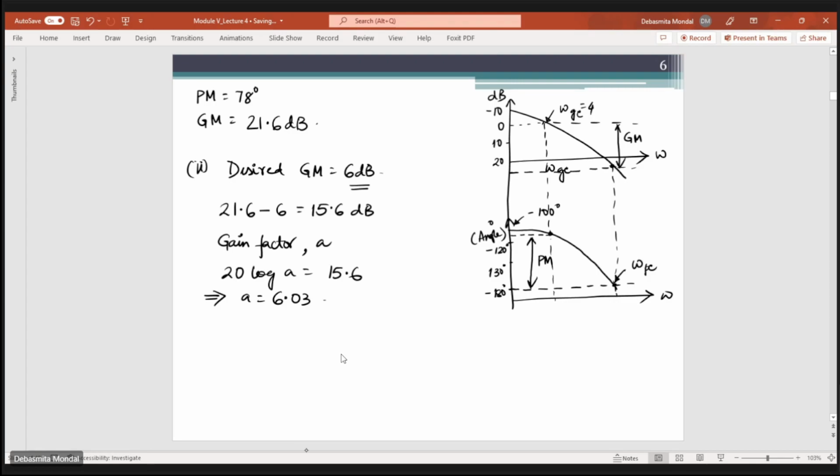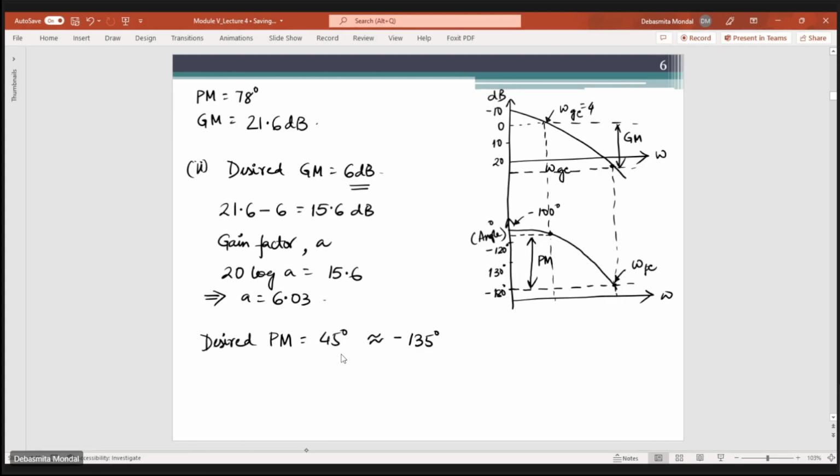Similarly, it is given that the desired phase margin is now equal to 45 degree. Previously the phase margin was equal to 78 degrees. For this phase margin also, we have to adjust the gain of the system. Since the phase margin is 45 degree, this is equivalent to a phase angle of minus 135 degree. So from the phase plot, you have to find out the value of omega at which the phase angle is minus 135 degree.